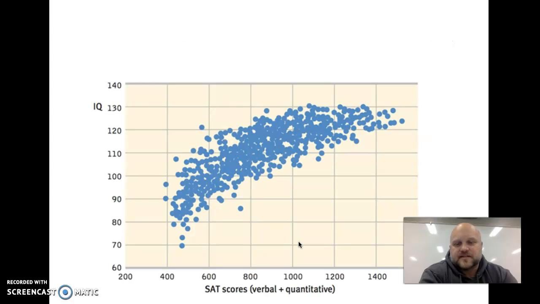I'll leave you with this. This is a scatter plot of IQ scores and SAT scores. Some people say that the SAT is just an IQ test, not really anything different, and this would lend a little bit of credence to that. It just makes you wonder how different all these tests are and how valuable they are.